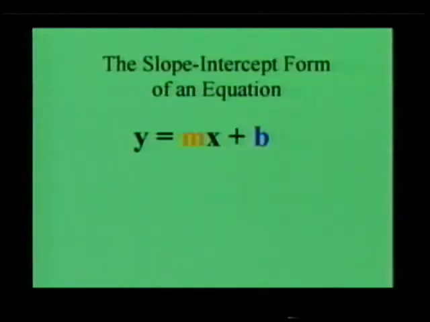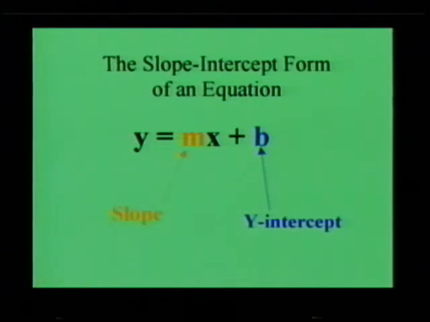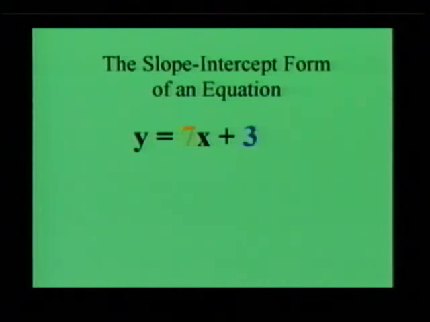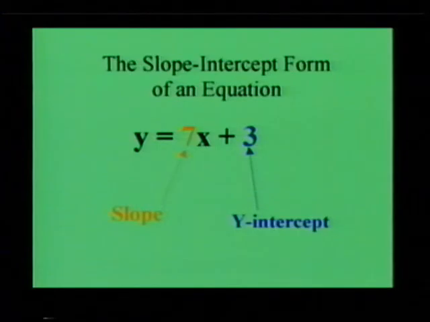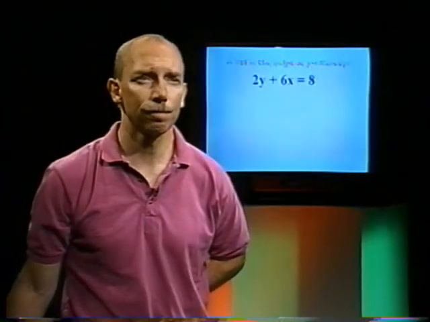Okay? Remember, of course, and you'll have to memorize, the slope-intercept form of equation, where the number sitting by itself, or b, is the y-intercept, and the number in front of the x is the slope. In this case, then, the y-intercept is 3, and the slope is 7. And this only works if you solve for y.